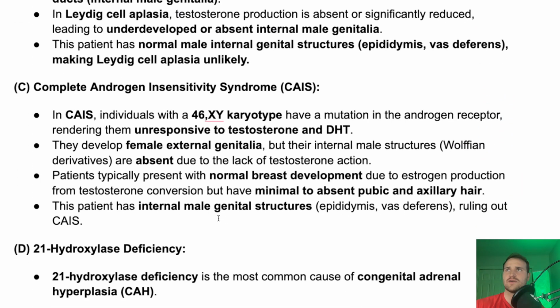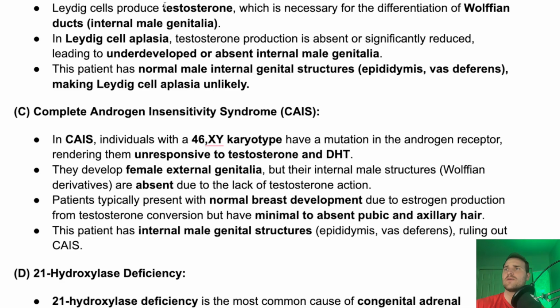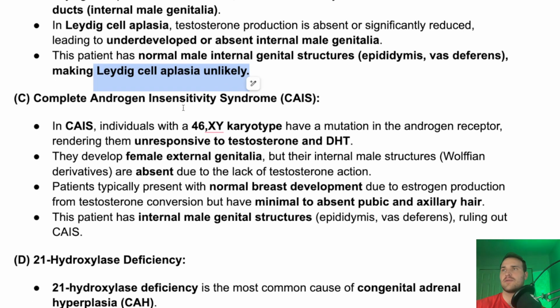Let's look at the other answer choices. Aplasia, well, you wouldn't see testosterone. If you have Leydig cell aplasia, testosterone would be absent, and so you'd have underdeveloped or absent internal male genitalia. If you have normal male genitalia structures like the epididymis and the vas deferens, then Leydig cells are working properly. They're not aplastic.